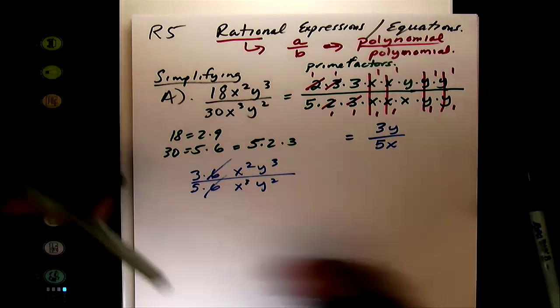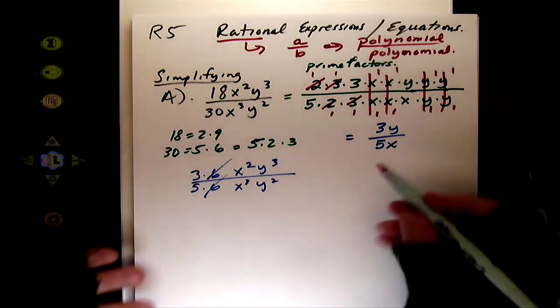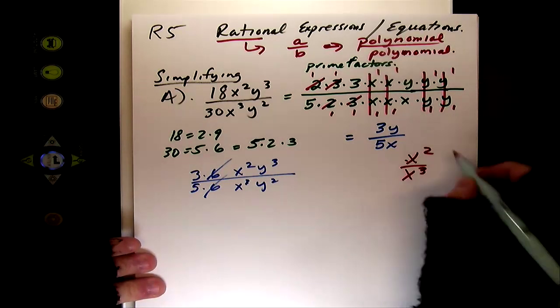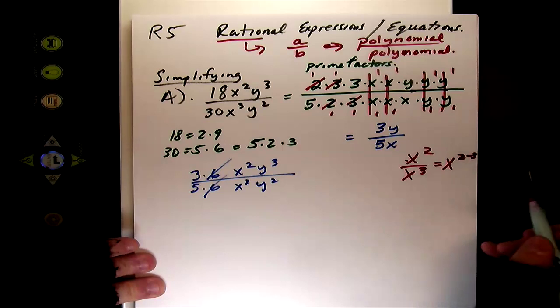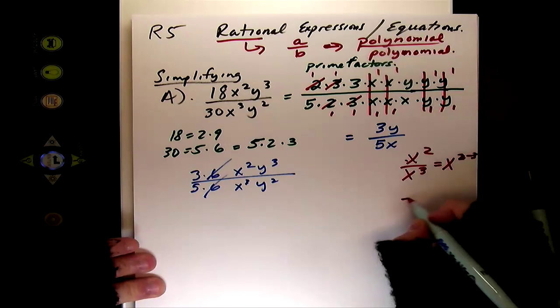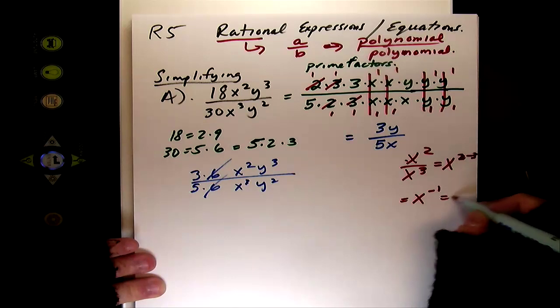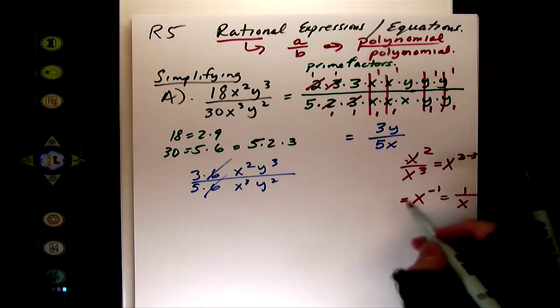And then another way, instead of doing this with all the x's in here, is to subtract the exponents. So x squared over x cubed is the same thing as x to the 2 minus 3, which would be x to the negative 1, which is the same thing as 1 over x. So that's where we end up with an x on bottom.